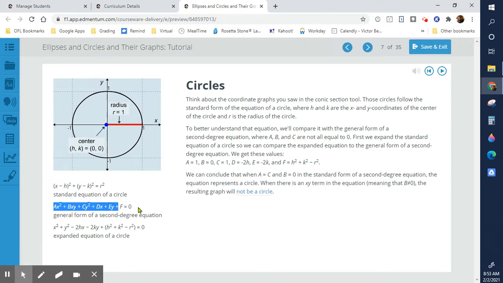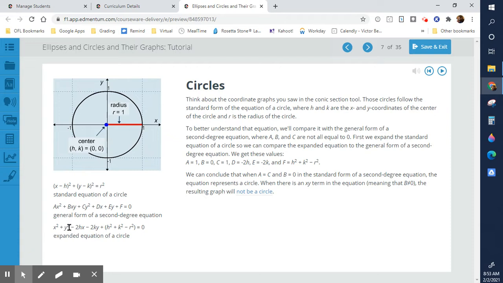Next form is the general form, which is essentially just polynomial in standard form. So this is how we see it polynomial-wise, except the y values are in the mix this time. So it's not really a function. I guess calling it a polynomial isn't accurate because a polynomial is a function. This is not.